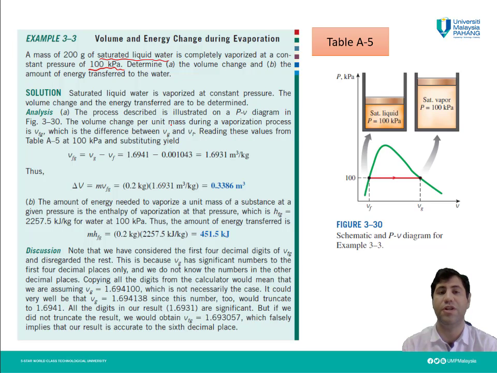The volume change per unit mass during the vaporization process is simply Vfg. We have Vg at the end of the process and Vf at the beginning of the process. So just by doing Vg minus Vf, that will give us Vfg, or the volume change during this process, which is equal to Vg minus Vf, the specific volume of saturated vapor minus the specific volume of saturated liquid.